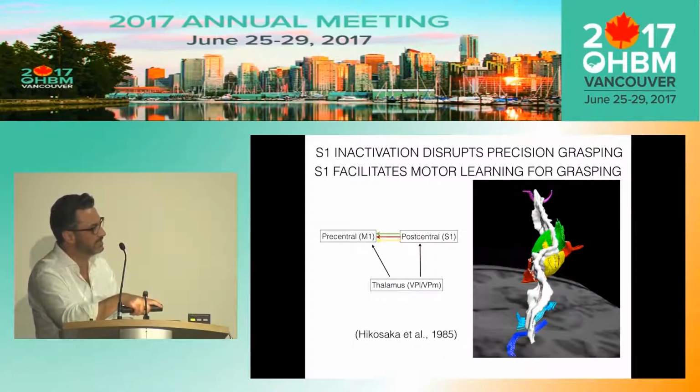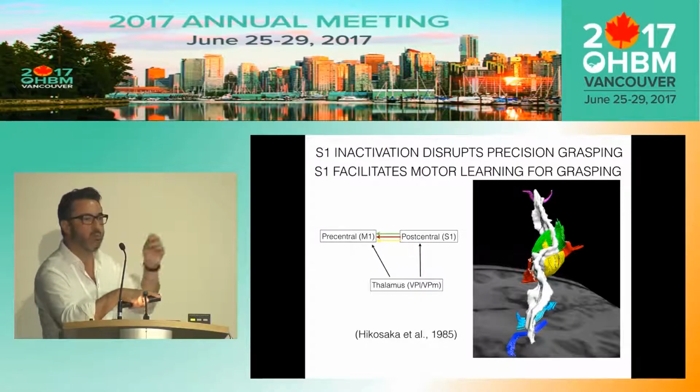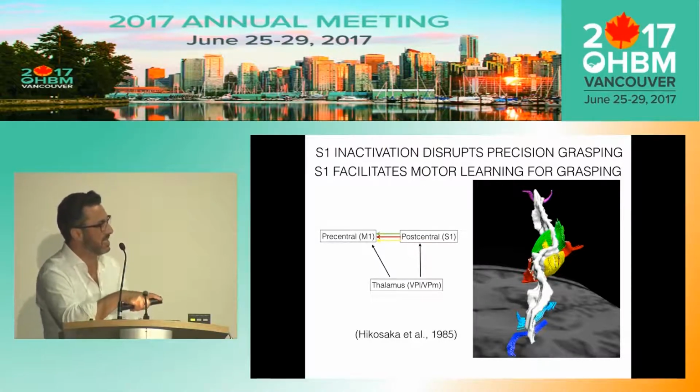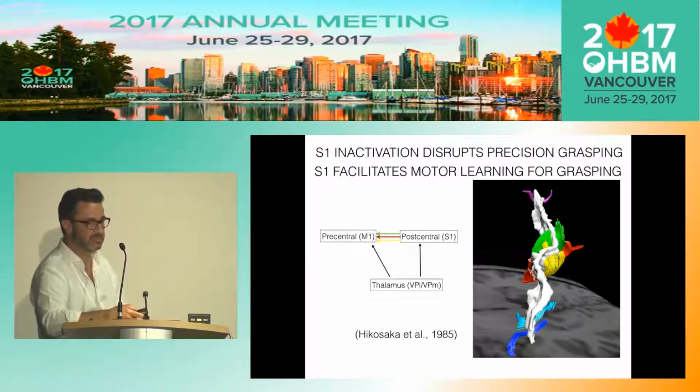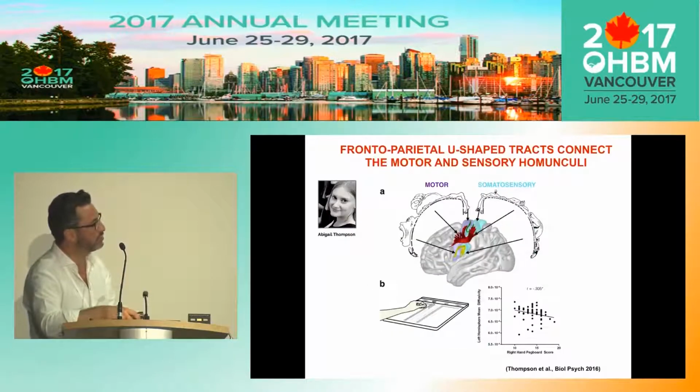And the reason why is because, as demonstrated in monkey work, M1 needs connection from S1 in order to learn and consolidate new motor schemas. If you stimulate S1 through these U-shaped fibers, you record in M1 LTP, long-term potentiation, for 90 minutes. So this is a mechanism to learn new motor schemes.